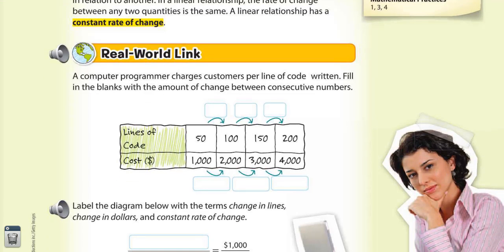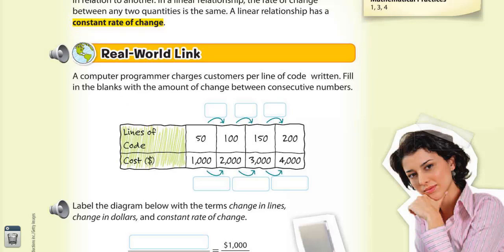Let's take a look at the real world link. So a computer programmer charges customers per line of code. Fill in the blanks with the amounts of change between consecutive numbers. So you were supposed to look at this last night. Let me pause for a minute in case you didn't have a chance to look at it. Go ahead, pause the video, fill in those numbers, and then turn it back on.